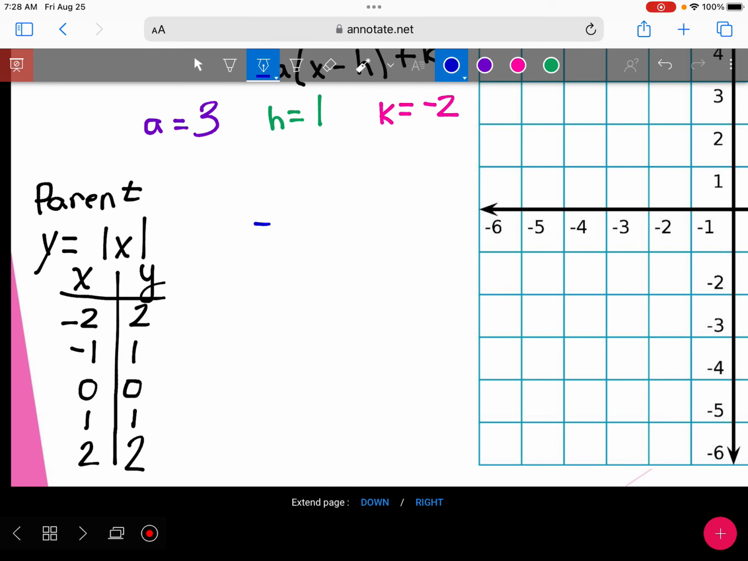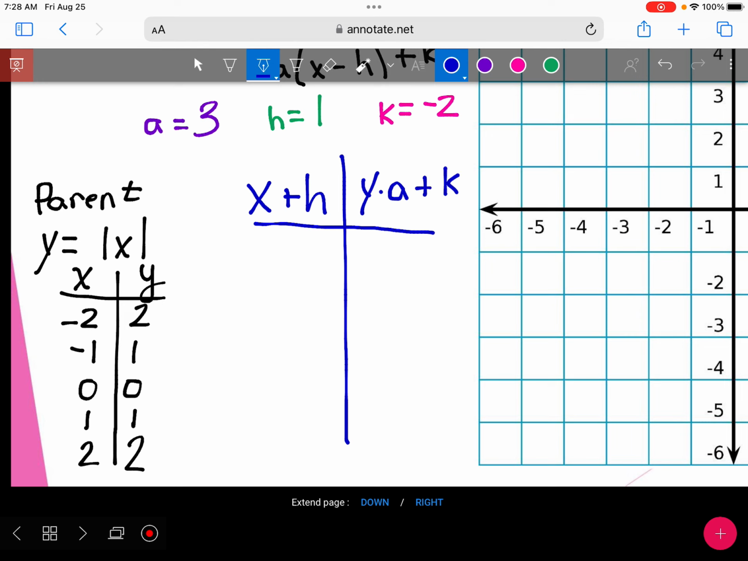From here, we are going to build our transform function. This is the one we care about, where we're going to take our x values from the parent and add h. And we're going to take the y values from the parent times a plus k. And again, x plus h, y a plus k, we're going to use all year long.